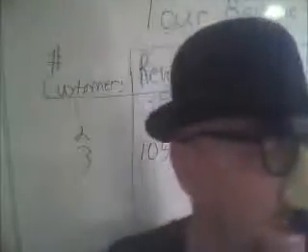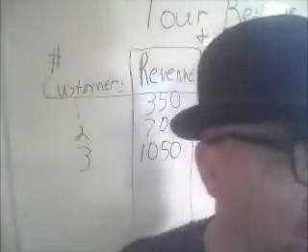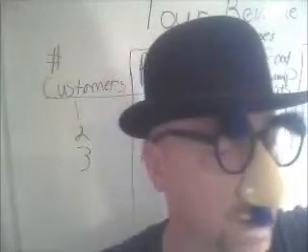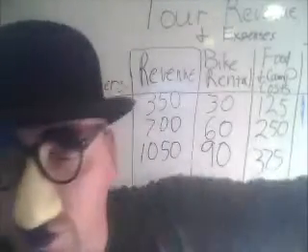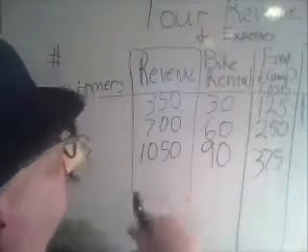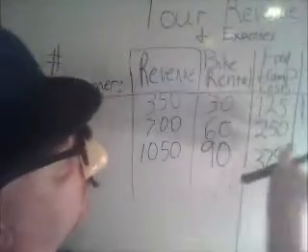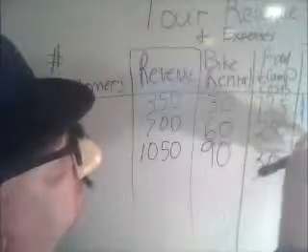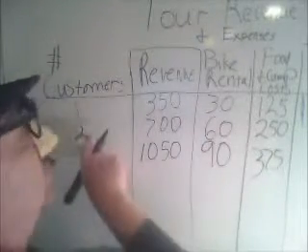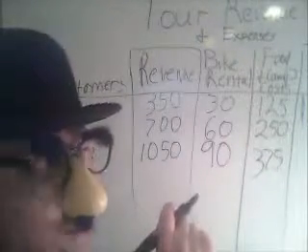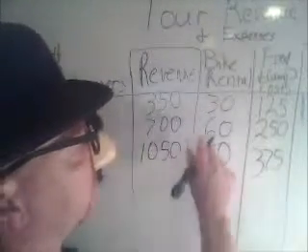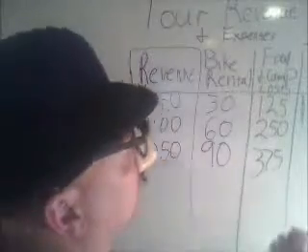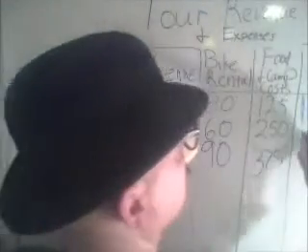All right. Moving on. Let's do one more here. Our total expenses for this one will be $60, which is 2 times that $30 per customer, plus 2 times the 125. 60 plus 250 will be, what is that, $310.